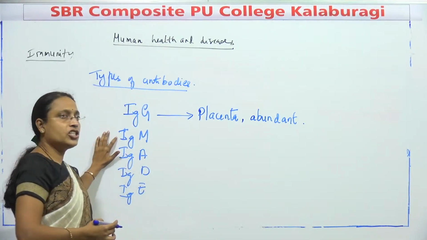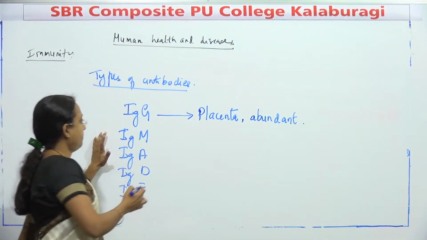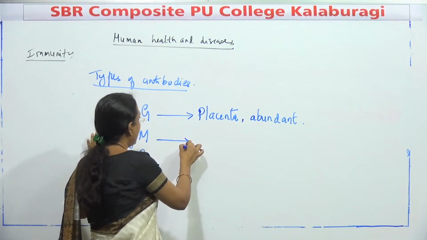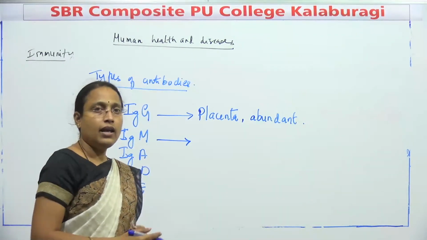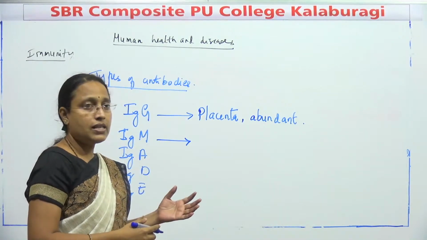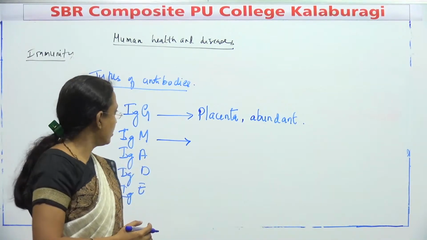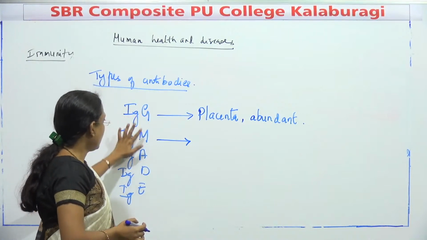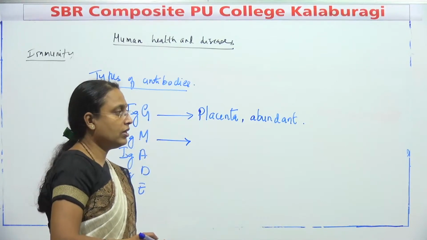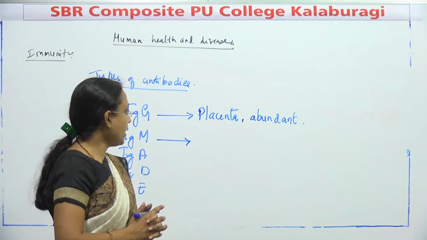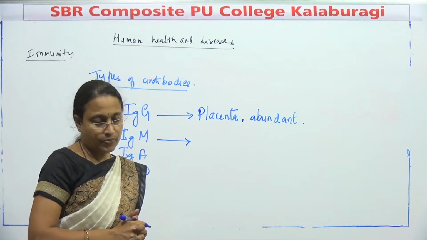Then comes IgM. This G, M, A, D naming is based on the heavy chain, and it is derived from Greek words: gamma, epsilon, delta, alpha, like that, based on the unit chain. So it is named IgM next.